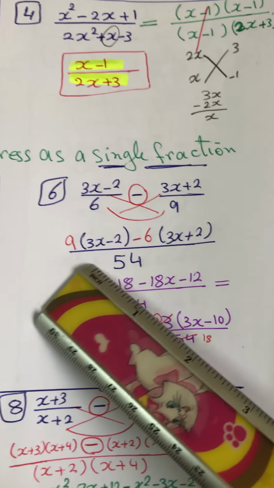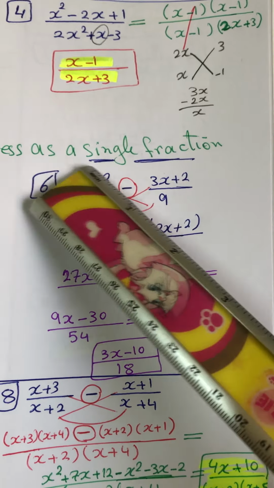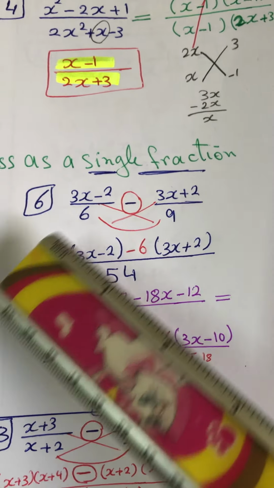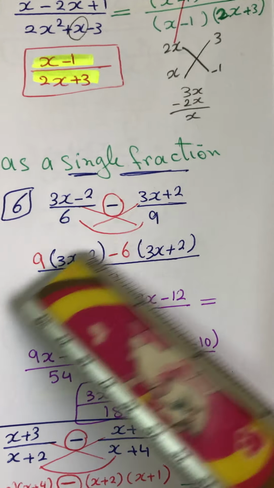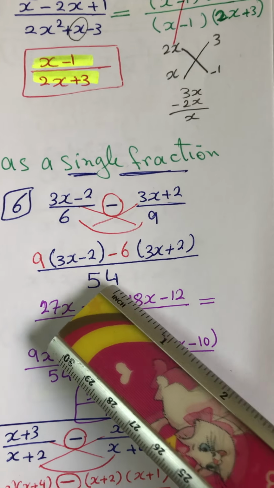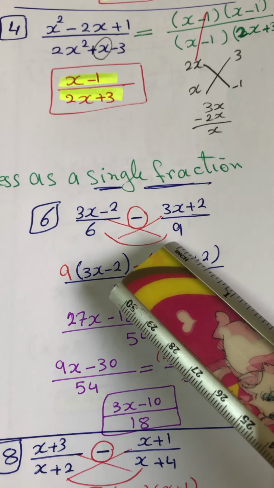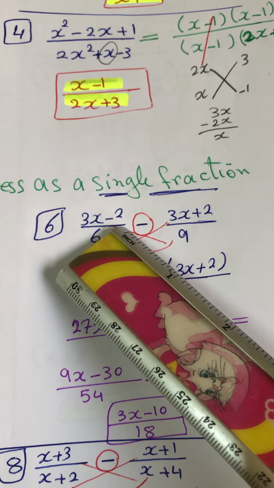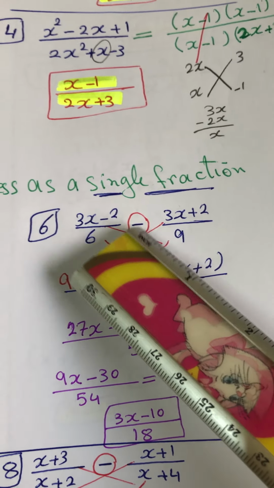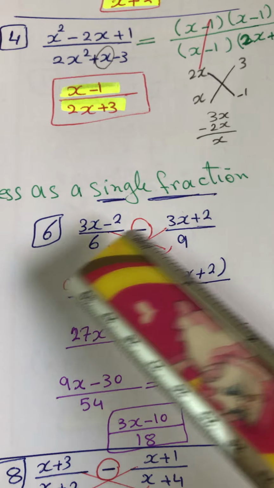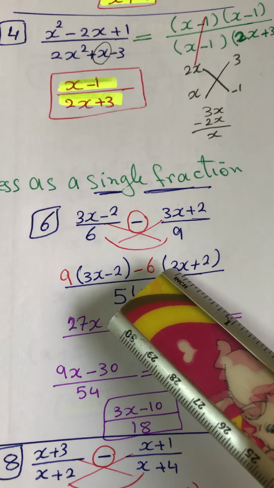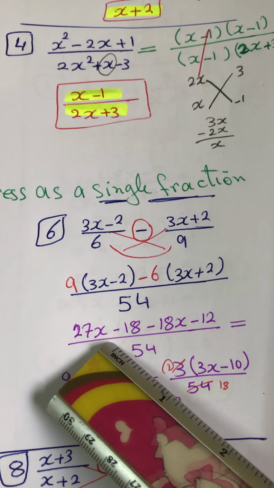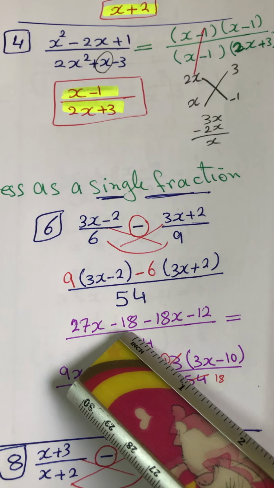Go with me to question 6. He asked you to write also the answer as a single fraction. I have here subtraction. To make like denominator, I'll use my cross way. So 9 times 6 equal 54. And then I'll take this 9 multiply by this brackets in order. So 9 open brackets 3x minus 2 minus subtract. I'll take 6 multiply open brackets 3x plus 2. Let's distribute. 9 times 3 equal 27x. 9 times negative 2 equal negative 18.